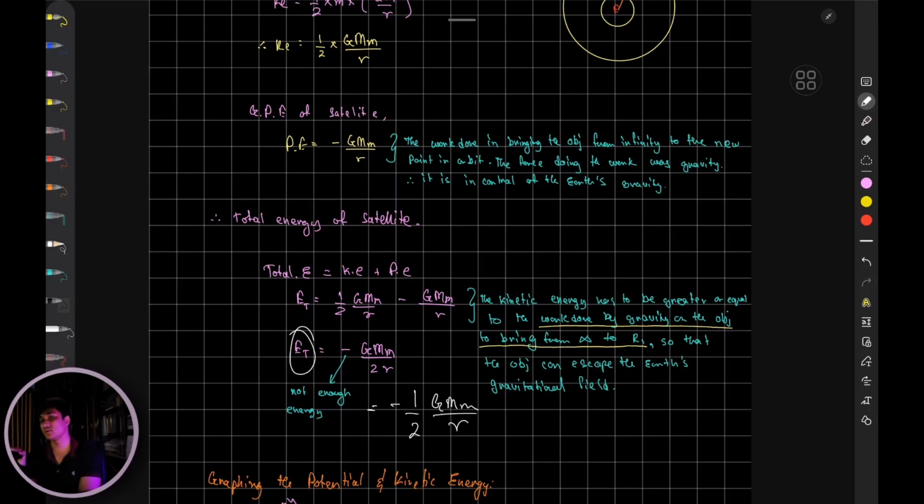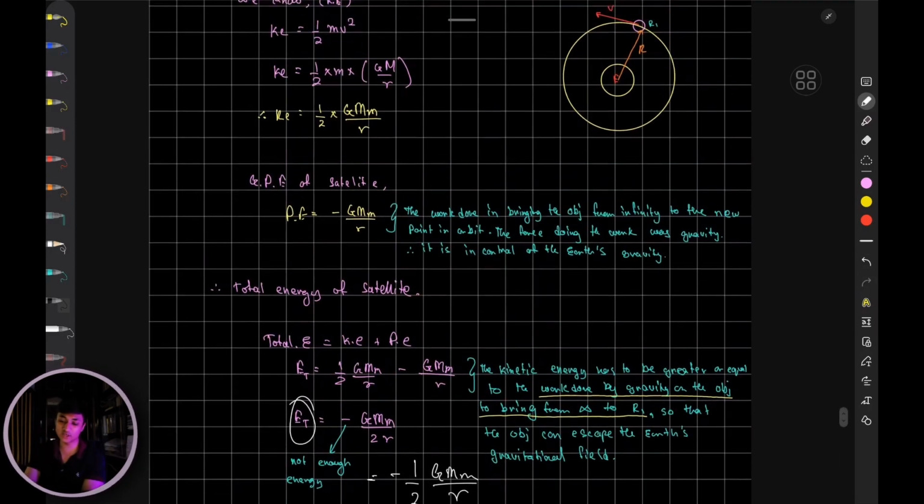It does not have enough energy. In the case that its kinetic energy was exactly GMm by r, it could have escaped, because in that case positive GMm by r plus negative GMm by r would give you E total of 0. In that case, it would have escaped from Earth's gravity, because its net energy would have been 0. That means it is under no one's influence.